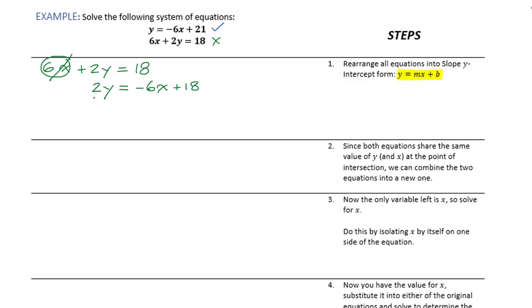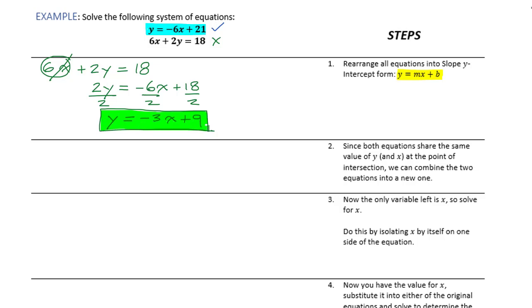Okay, now to get rid of the 2, we have to divide both sides by 2 because our goal is to completely isolate y. So first we get the term with the y in it alone, and then we divide by the coefficient. So negative 6 divided by 2 is negative 3x, and 18 divided by 2 is 9. Okay, so we got our two equations. Here's the two equations I'm going to use: y equals negative 6x plus 21, and the second one that I rearranged, y equals negative 3x plus 9.